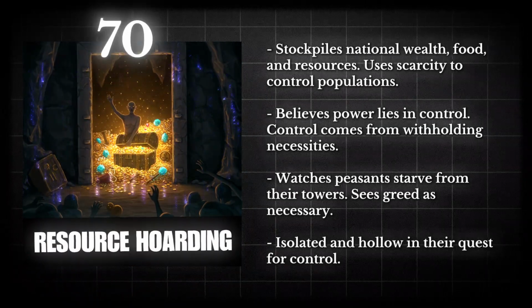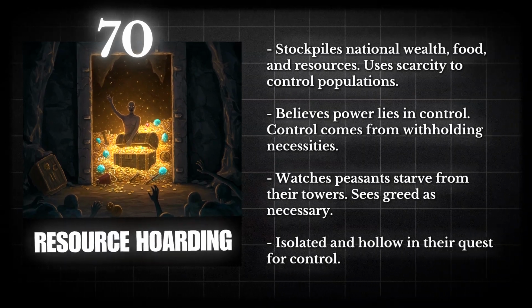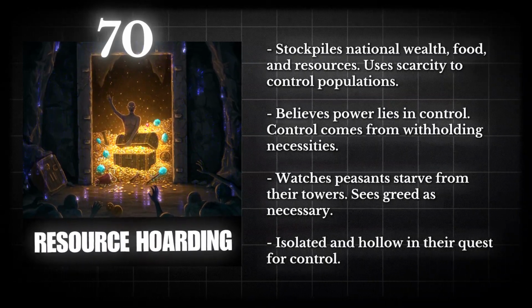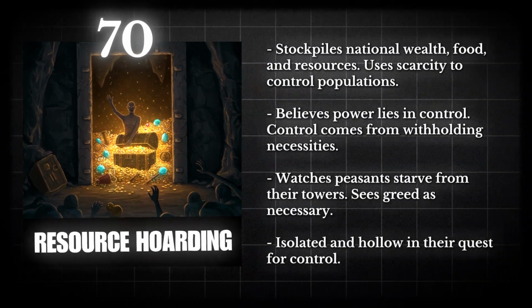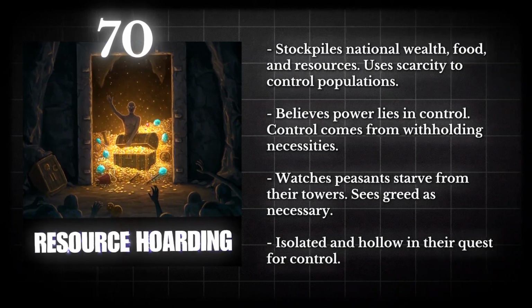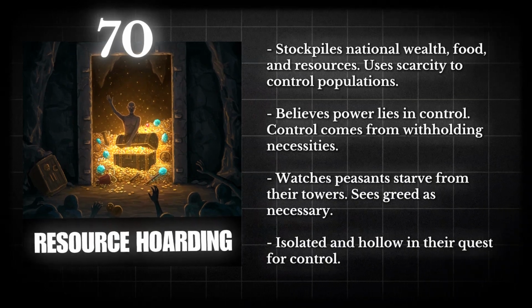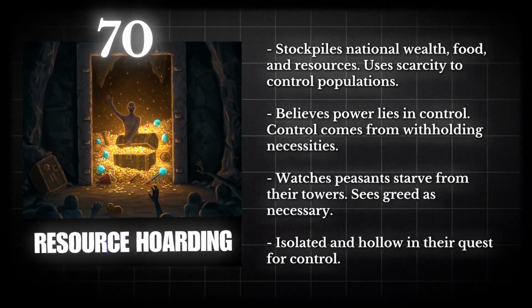70. Resource hoarding. This villain stockpiles their nation's wealth, food, and resources, using scarcity to control populations. They believe power lies in control, and control comes from withholding what others need. They watch peasants starve from their marble towers, seeing their greed as necessary. Their desire for absolute control leaves them isolated and hollow.